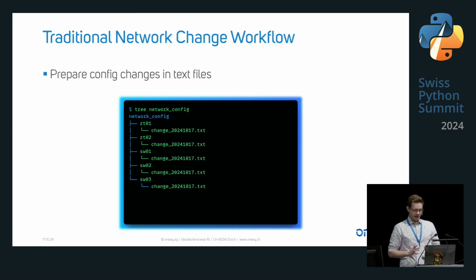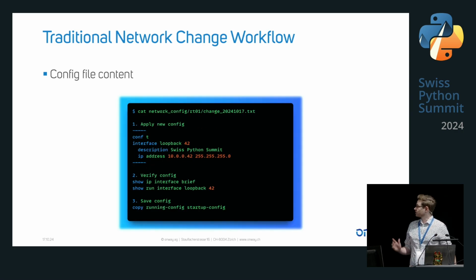Basically, it means that you just write scripts to manage your network. To better show you how this works, I'm going to show you a more traditional network change workflow, which is how people usually apply network changes today. The first thing that a network engineer has to do is to prepare a change. Someone creates a folder with network configs, in this example a single folder for every device, and inside of these folders we have a text file with the network change. Here you can see some example content of that config file.